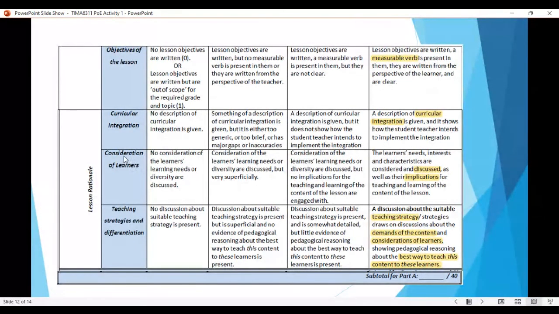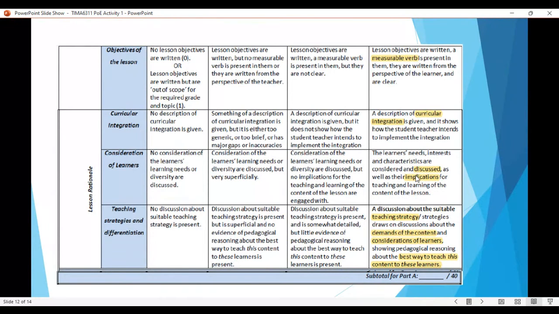This is the important part, the consideration of the learners. This is in section F. The learner's needs, interests, and characteristics are considered and discussed, as well as their implications for teaching and learning of the content of the lesson. And this is where you describe your different differentiation groups.